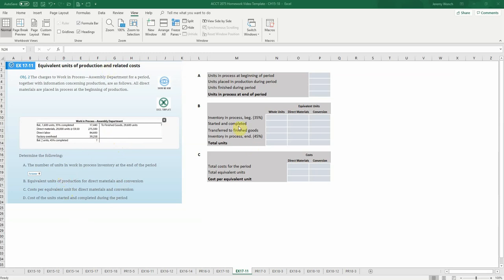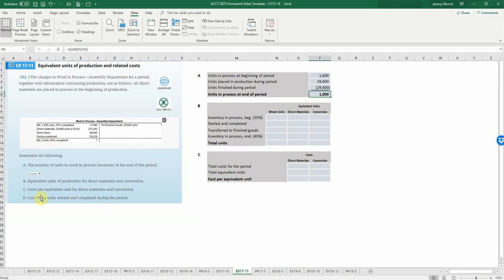So we want to start with the units in process at the beginning of the period, and it gives us that right here. So we started with 1,600 units. Then units placed in production during the period, and that is right here. So we added 29,000, and then the units finished during the period, so the credit to the account is what goes out, so that's 29,600. And that means that what's left in process, that's this little question mark right here, is going to be 1,000 units.